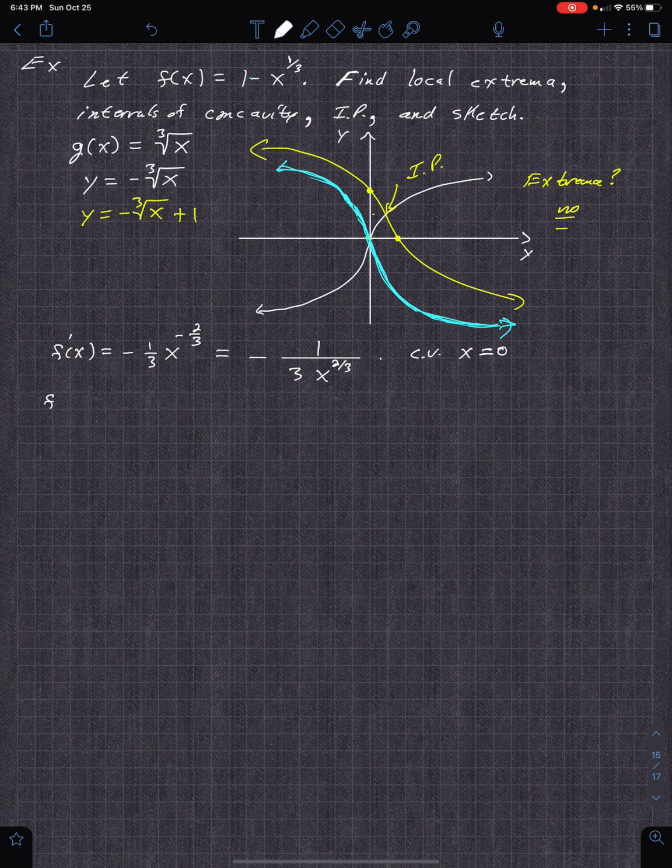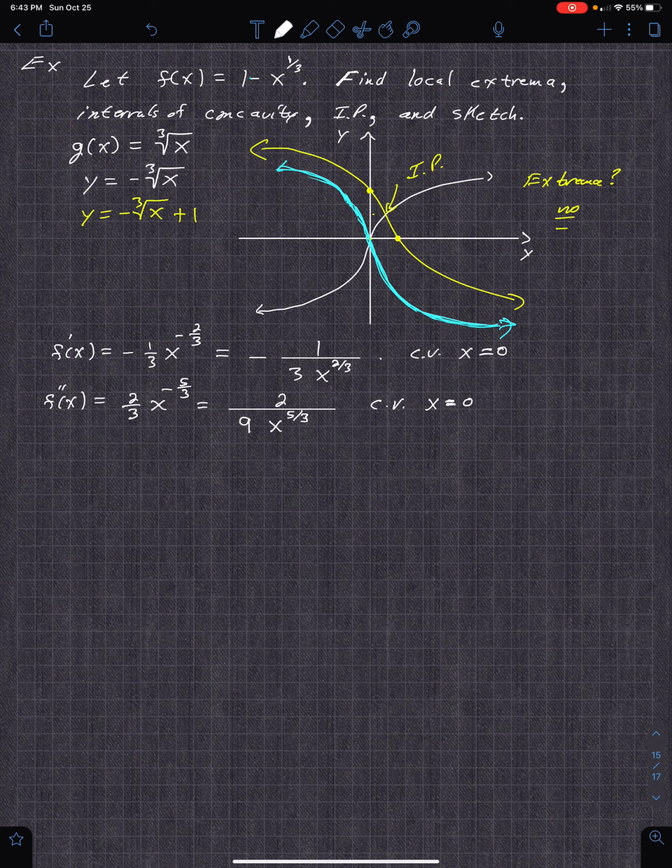Let's go ahead and do f double prime. So f double prime, multiply that, and you get positive 2/9. Subtract 1 from the exponent, so you get negative 2/3 minus 1, which is negative 5/3. And so you get 2 over 9x to the 5/3. And our critical value for a possible inflection point is also 0. So that's all you're really getting.